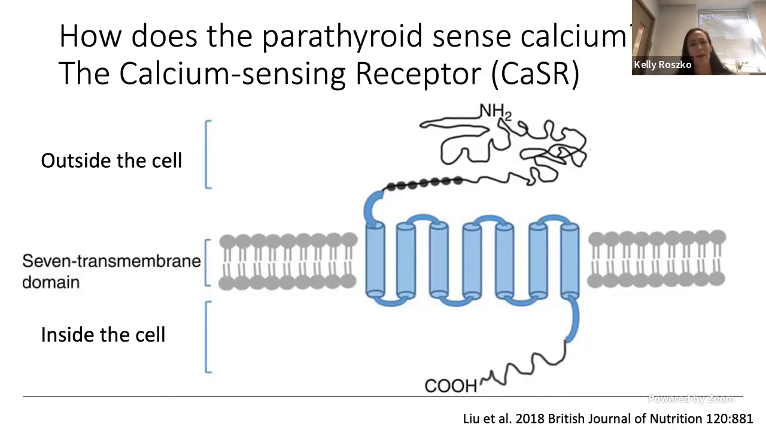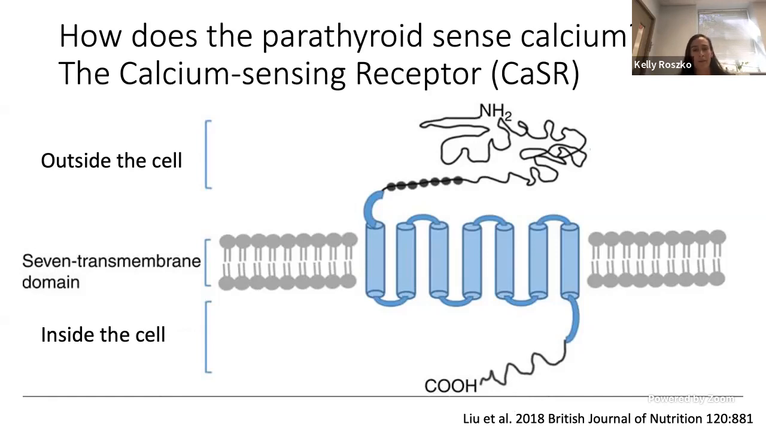So how does the parathyroid sense calcium? It does this through the calcium sensing receptor, or the CASR. And this is a picture of the calcium sensing receptor. It's a G protein coupled receptor. We call it that because it has this G protein that sends the signal from the receptor inside the cell.